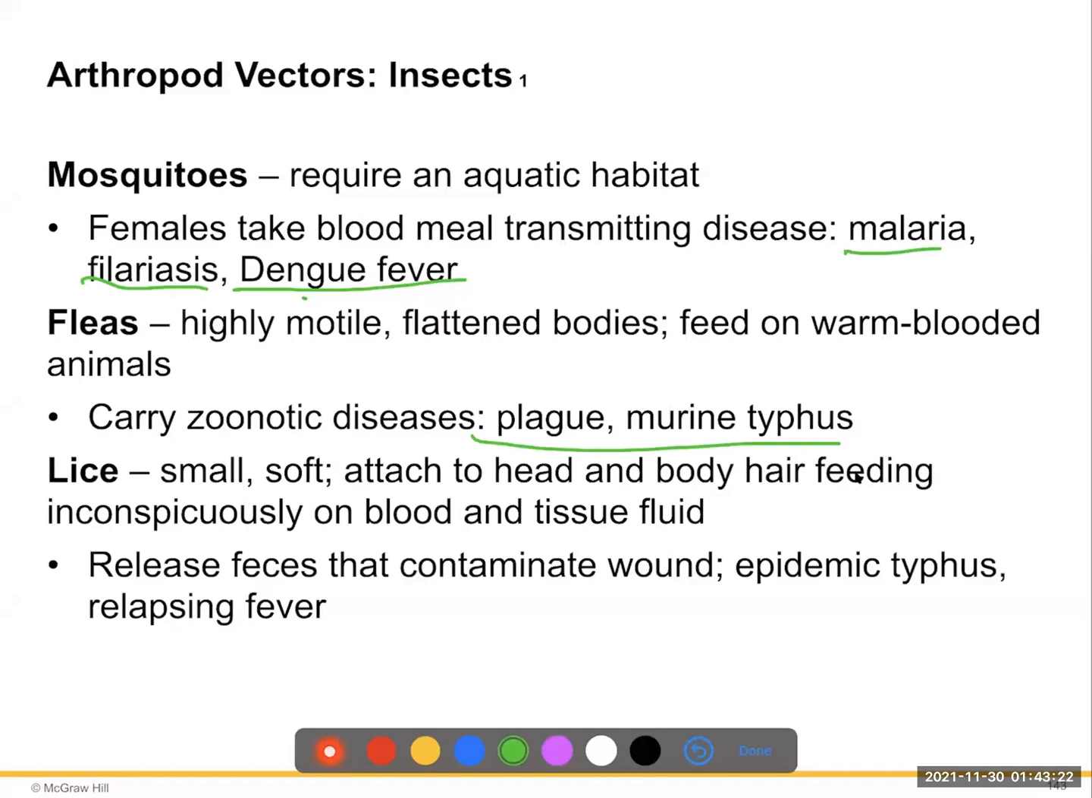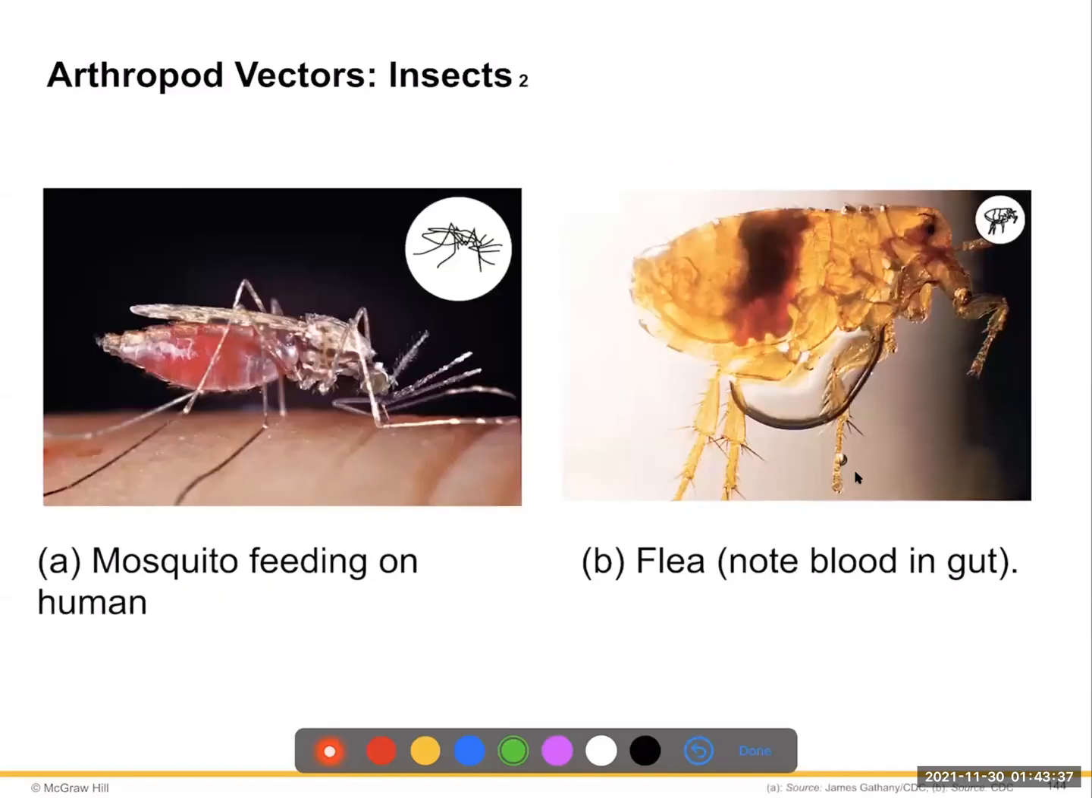Lice are small and soft, attached to the head and body hair, feeding inconspicuously on blood and tissue fluid. They release feces that contaminate the wound, spreading epidemic typhus and relapsing fever. There's a mosquito feeding, and look at the belly. You see all that red inside its belly? That's being engorged, that's filling up. This is a flea, and this is what it feeds with, which punctures the skin, the epidermis, and you can see the blood that's been inside the flea.